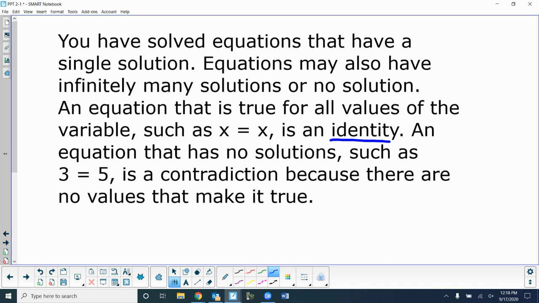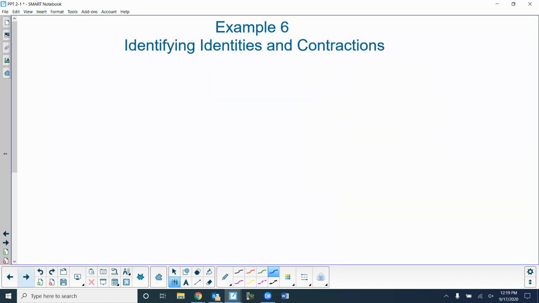Sometimes you'll get to cancel stuff out, moving stuff back and forth, and you'll get a false statement. That's called a contradiction. That means there is no solution. Usually for those, we'll just put a circle with a line through it. That means no solution. That means empty set, remember? But if you just want to write no solution, you can. All right, so sometimes that happens. All right?